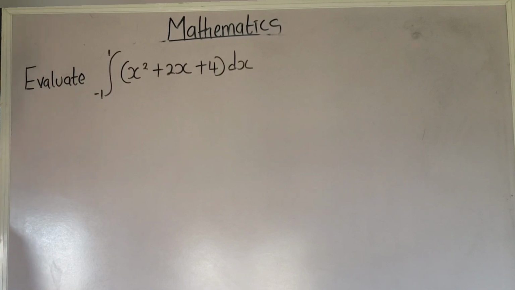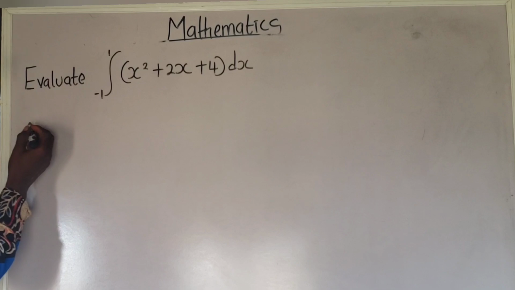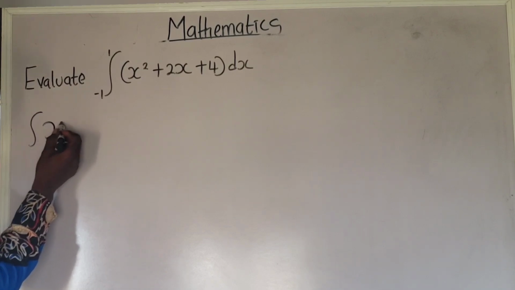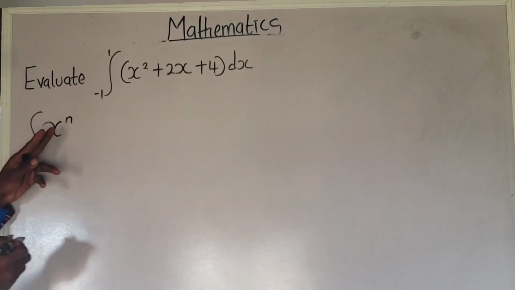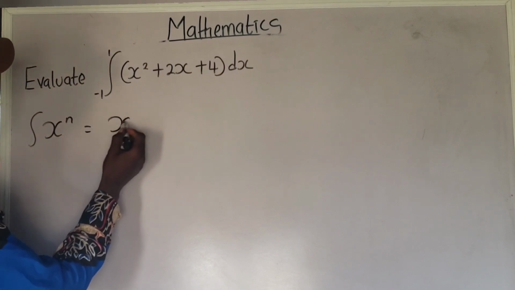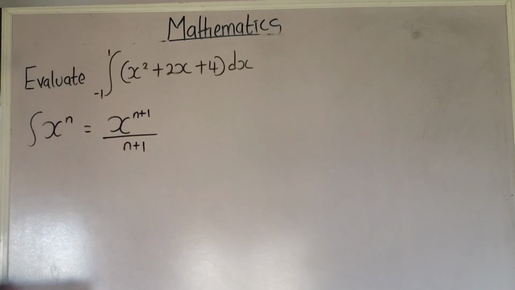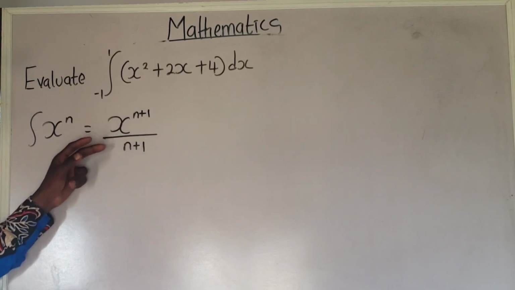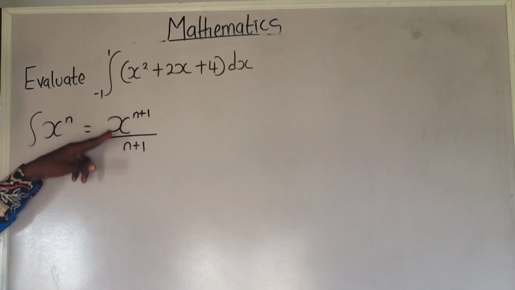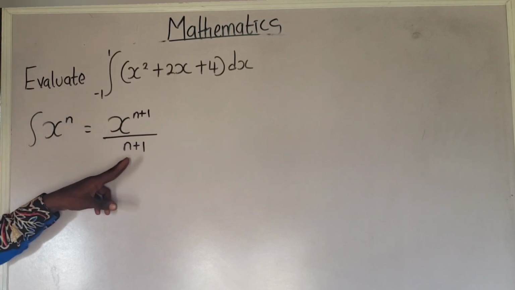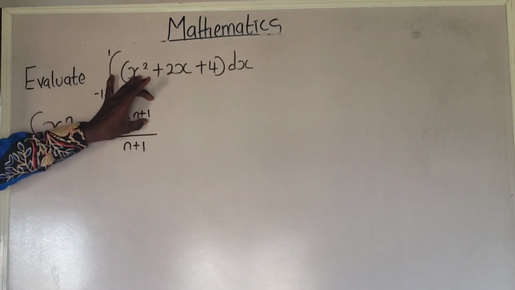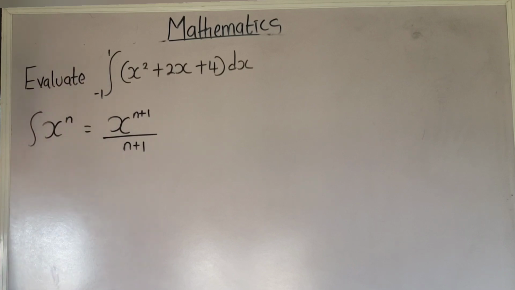Okay, let me remember from your basic calculus, if you are told to integrate x raised to the power of n, the integral of x raised to the power of n will be equal to x raised to the power of n plus 1 all over n plus 1. That is, you are going to add 1 to the power and divide the function by the new power. You understand? Okay. Now, let's start with this.